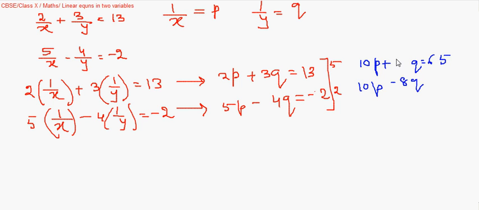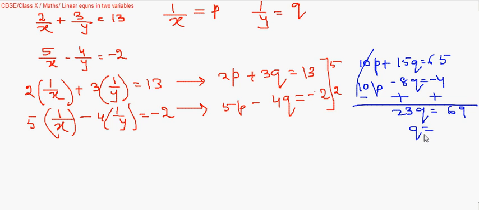I'm reading it wrong actually. It's 15q and then minus 8q. Thereby p is getting cancelled. So it is 15 plus 8 gives you 23q. Now 65 plus 4 is 69. So q becomes 69 over 23. That gives us 3. So we got q as 3.